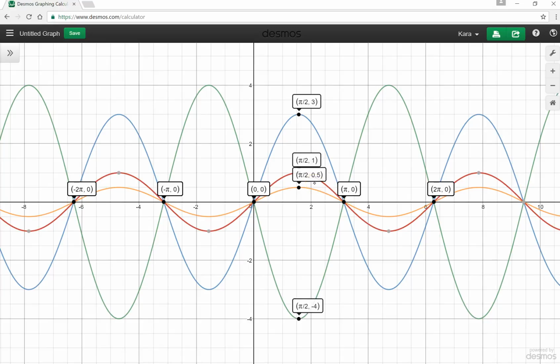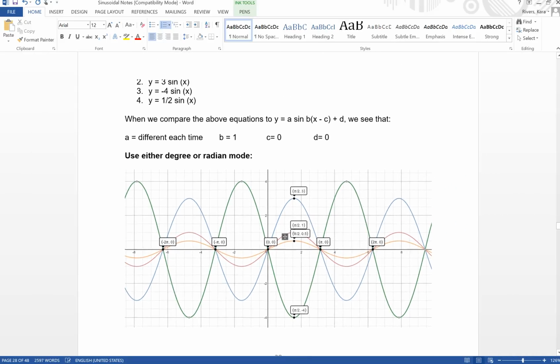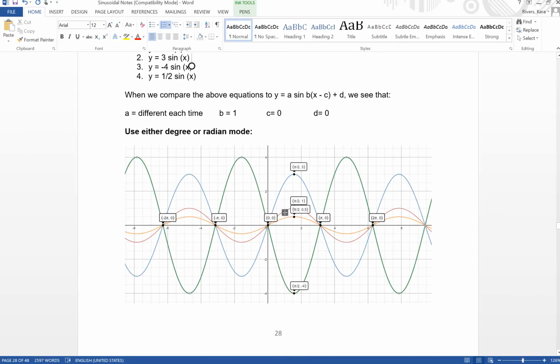Okay, so let's go back to the notes here. I've actually just pasted that into my notes so that you can have that there. But you can go ahead and draw that in on your notes as well so that you can see where those key points are. Alright, let's take a look at the next page here.